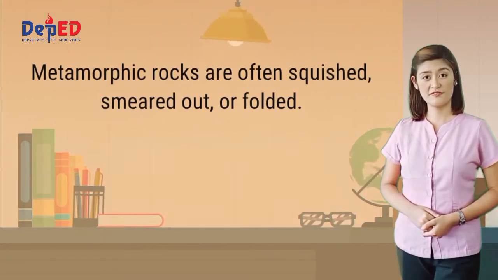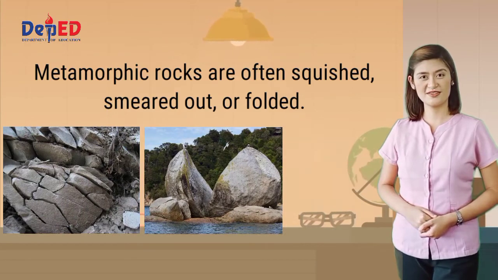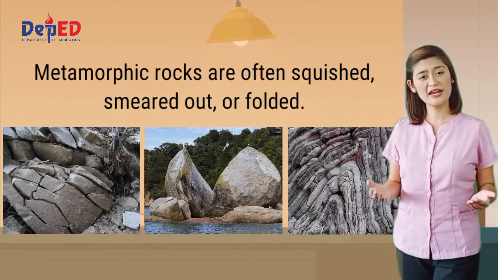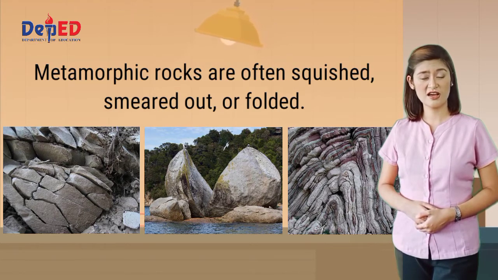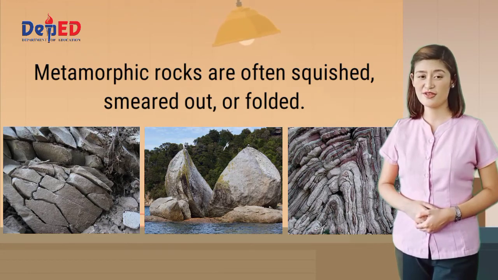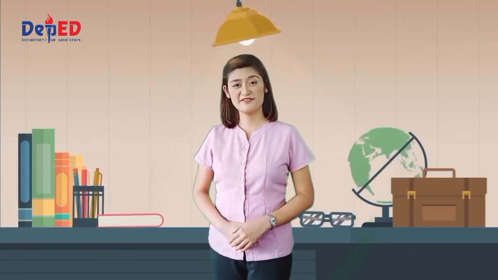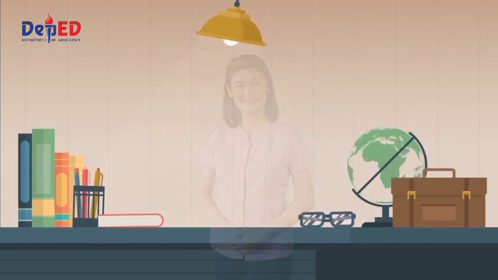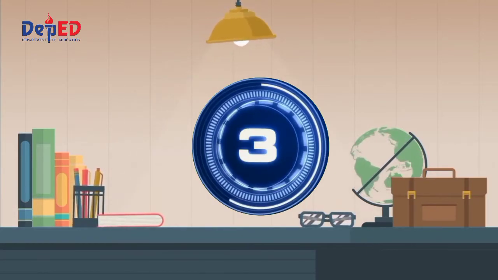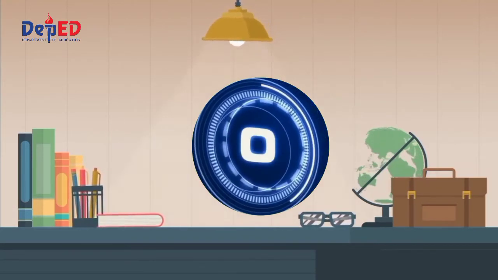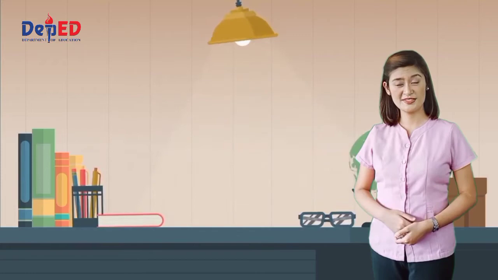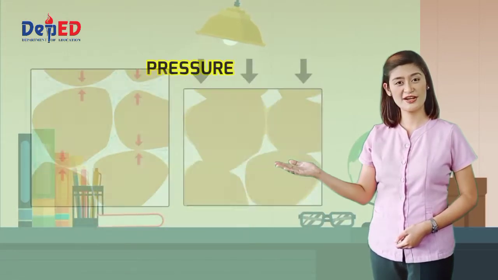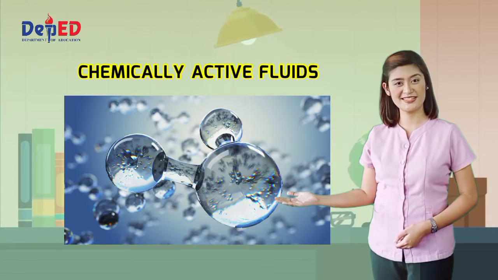Metamorphic rocks are often squished, smeared out, or folded. Despite these uncomfortable conditions, metamorphic rocks do not get hot enough to melt, or they would become igneous rocks. Do you know the three main factors of metamorphism? Correct. This includes heat, pressure, and chemically active fluids.